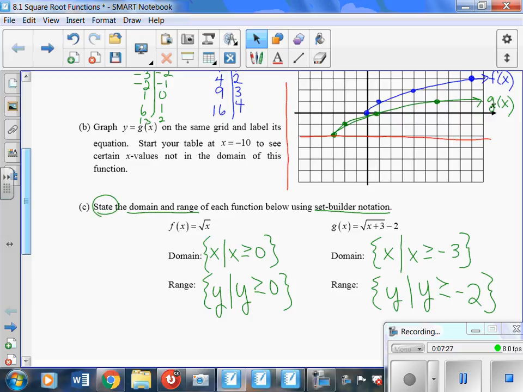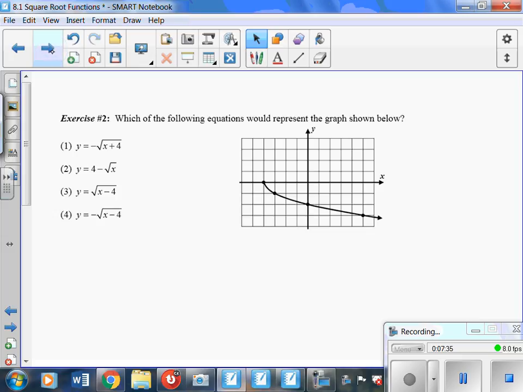Write down what you need to before we move on to exercise 2. Exercise 2 says, which of the following equations would represent the graph shown below.